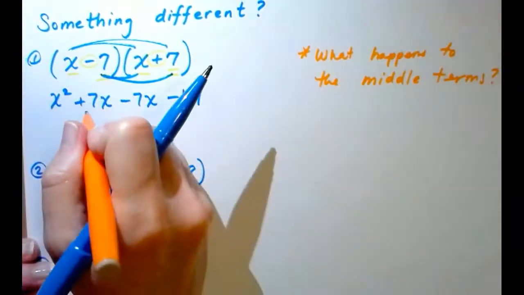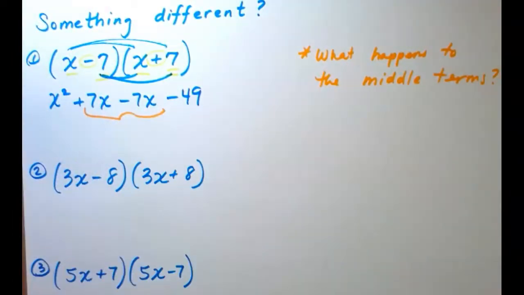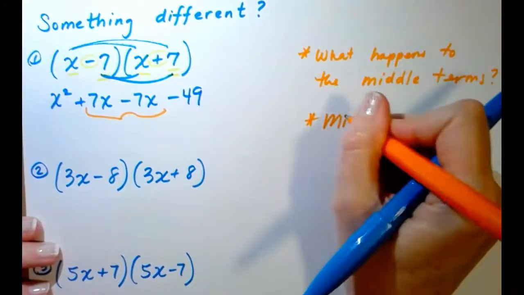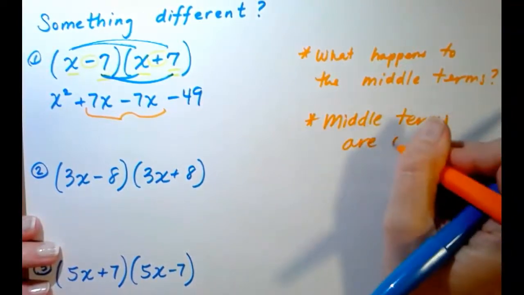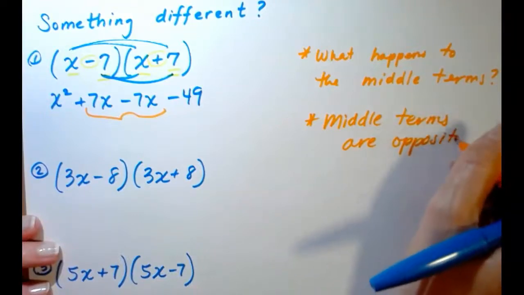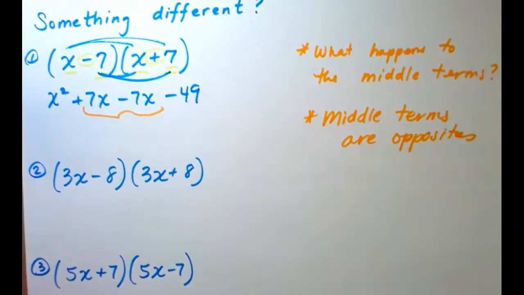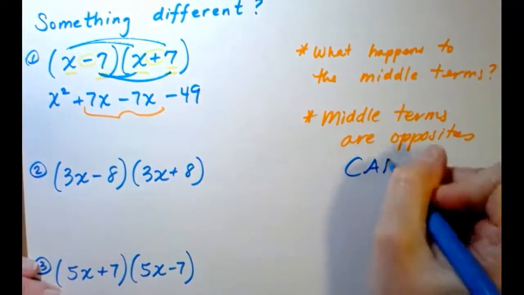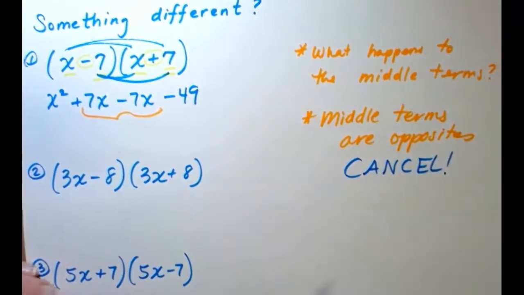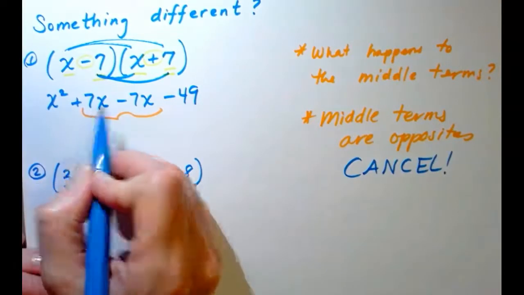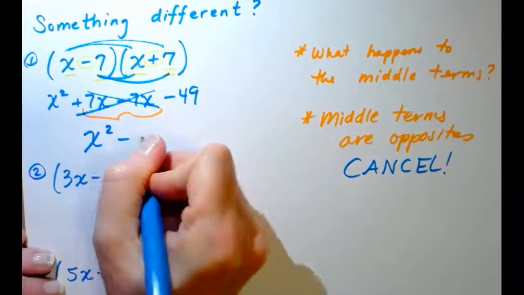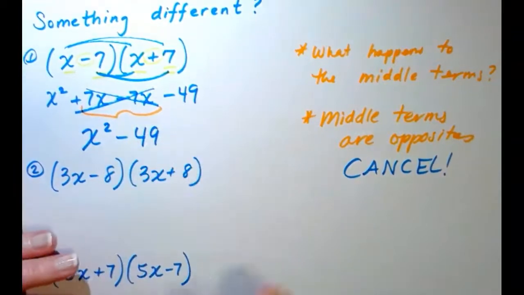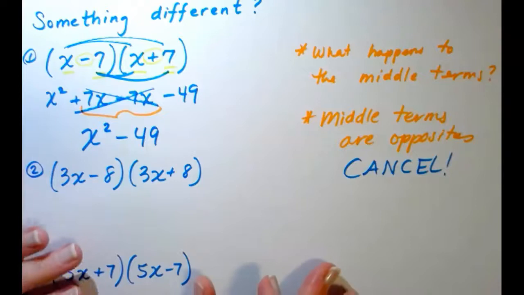This time, the middle terms do not double, but they are opposites. And if middle terms are opposites, that means that the middle terms are going to cancel when we multiply. So the middle terms are going to cancel here. A positive 7 and a negative 7 cancel, and we get x squared minus 49. So this special product gives us something different.